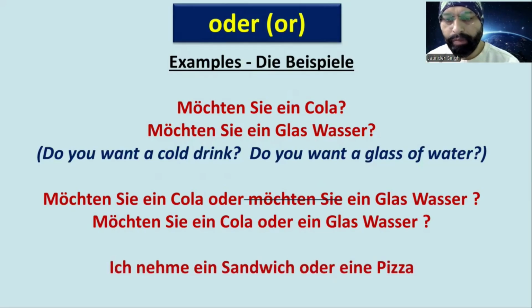One more example: Ich nehme ein Sandwich oder eine Pizza. So I'm talking about myself. After the conjunction oder, I did not repeat the subject ich. So this is also a common point which you have to remember. When the subjects are the same, you need not repeat the subject. When the subjects are different, then you have to mention it. So this was the first connector, oder, and its structure.